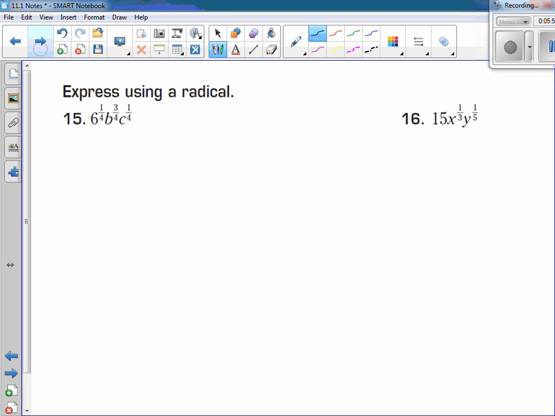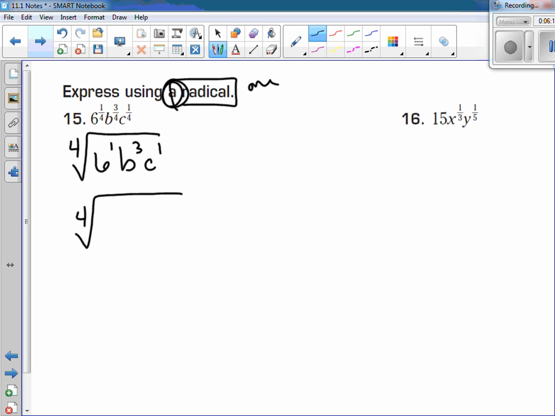And then last side, express using a radical. It says a radical. It means one radical. All right, so all your fractional exponents have to have the same denominator. And the first one they do, they all have a 4. That makes this the 4th root of 6 to the 1st, b to the 3rd, c to the 1st, or just the 4th root of 6, b to the 3rd, c.